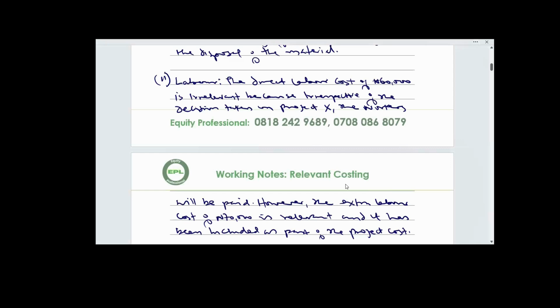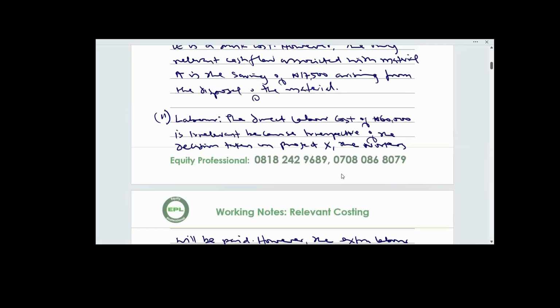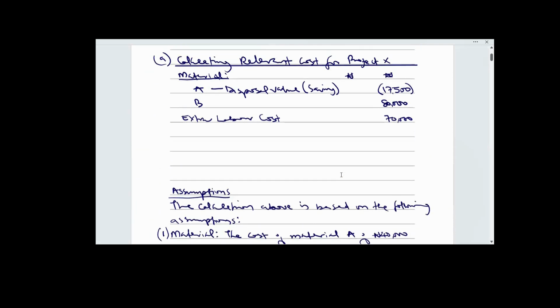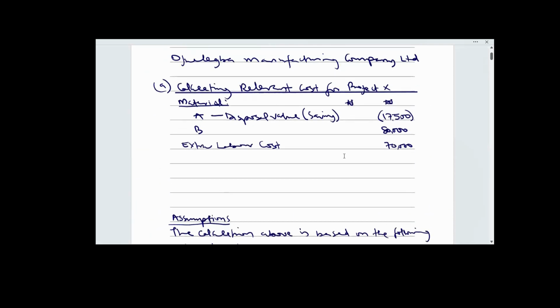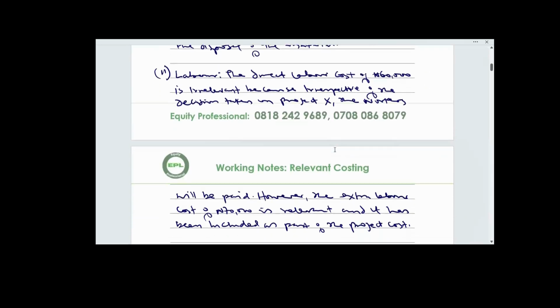Oliver, talk to us. Yeah, in my view, I think it is not relevant. Not relevant in the sense that these supervisors are salary-based labor. Whether the project exists or not, they still have to pay them their normal salary. Good. You are correct. So, irrespective of the decision taken on this project X, the supervision cost will be paid. Therefore, provided it's not going to change, then it is irrelevant. So, we are not going to account for that.